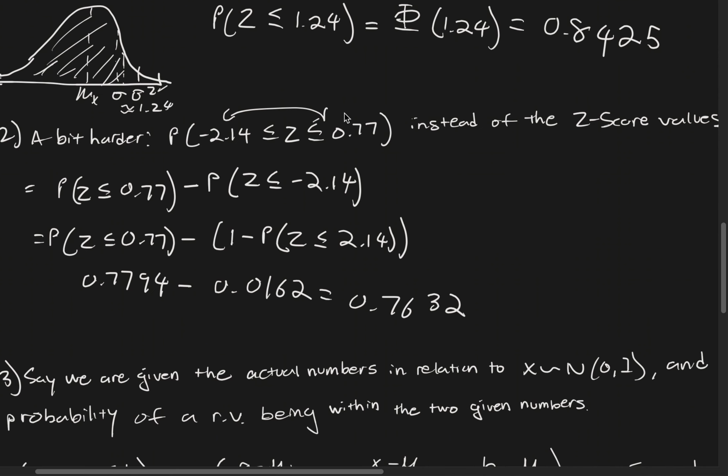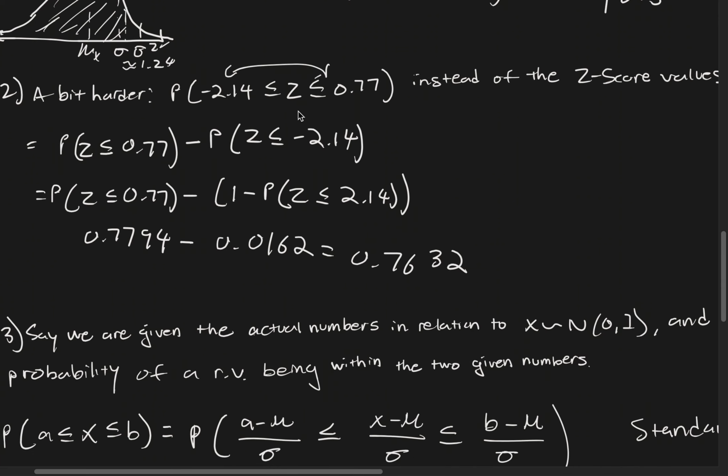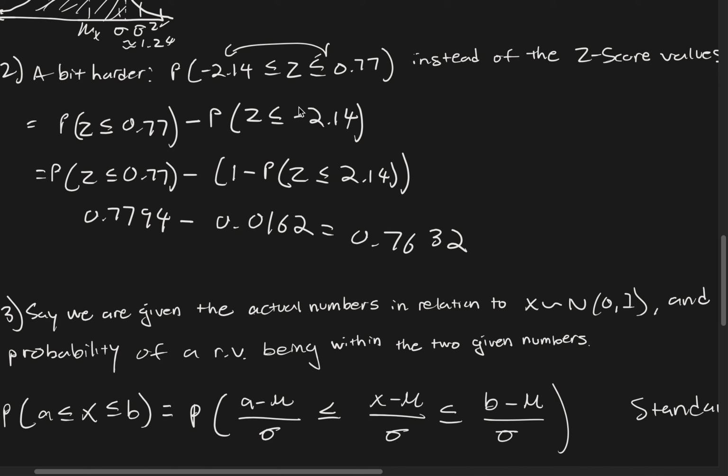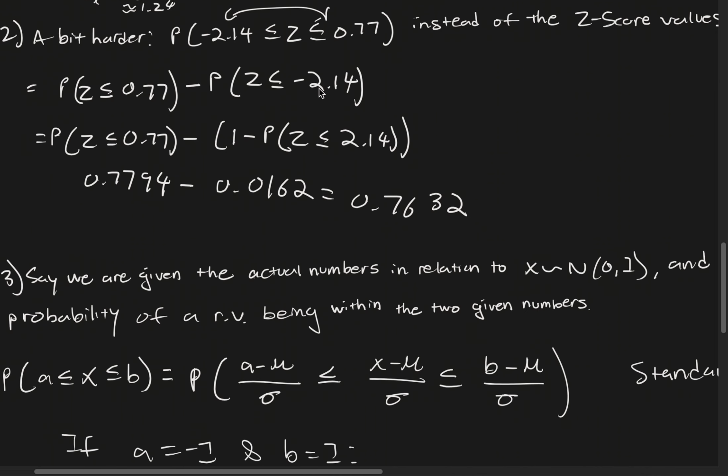Again, intuitively this makes sense because there's a very small chance that the random variable will land below negative 2.14, and 0.77 is relatively close to 1.